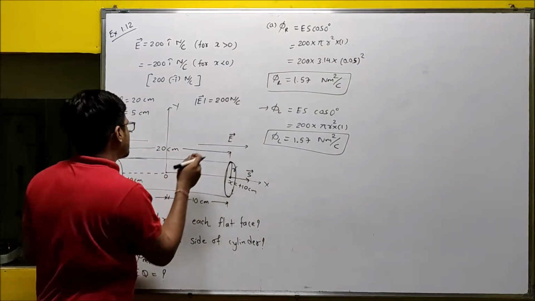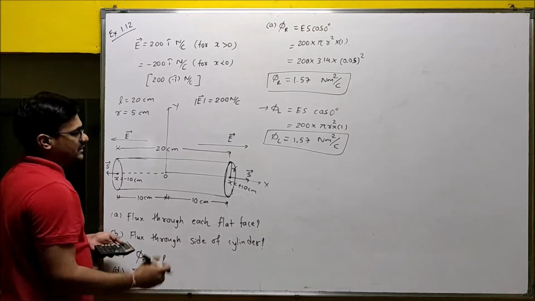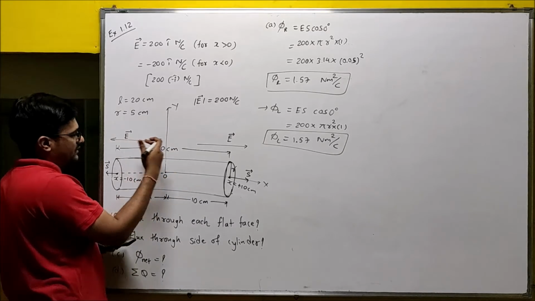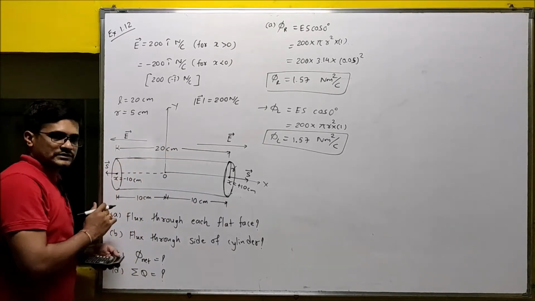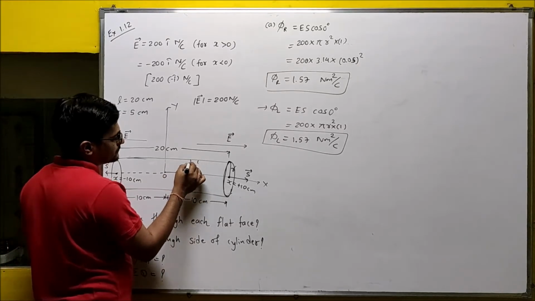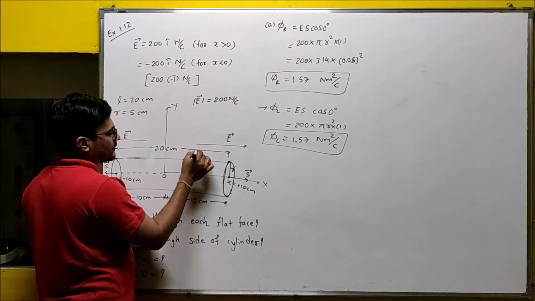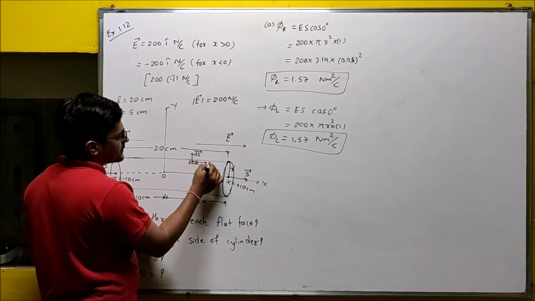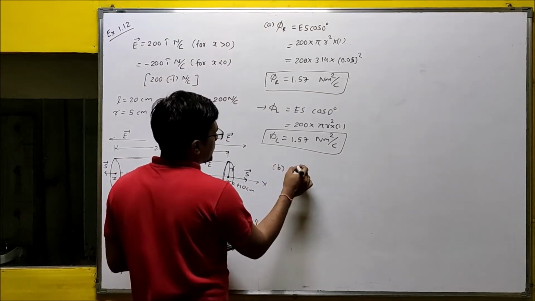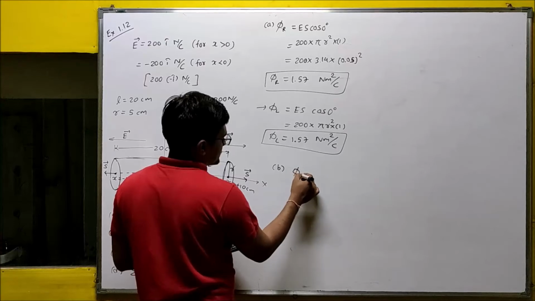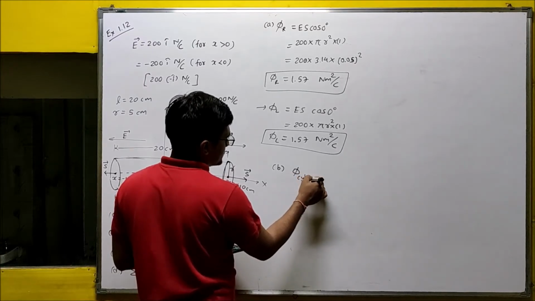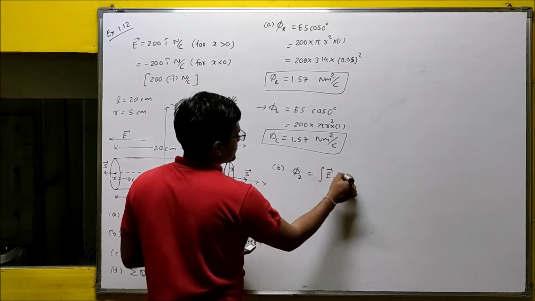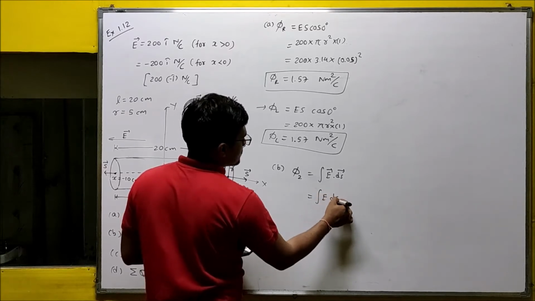Now find the flux associated with the side of the cylinder, meaning the curved side. At the curved side the direction of the electric field is different in the right portion and the left portion. So consider a small element here. The direction of that element ds is in this direction, and the electric field here is in the right direction. So the total flux associated with the curved surface of the cylinder is equal to the integration of E dot ds, which is E ds cos theta.